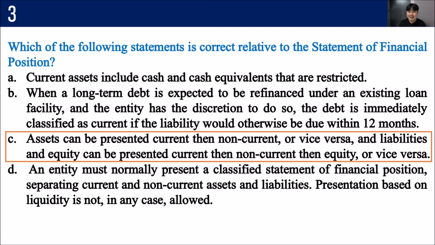So A, current assets include cash and cash equivalents that are restricted. Dapat po, unrestricted ang cash and cash equivalents to become part of current assets. When a long-term debt is expected to be refinanced under an existing loan facility and the entity has the discretion to do so, the debt is immediately classified as current if the liability would otherwise be due within 12 months. Hindi po, dapat i-long-term mo na siya.